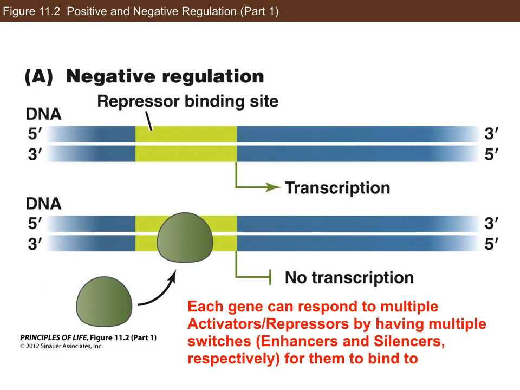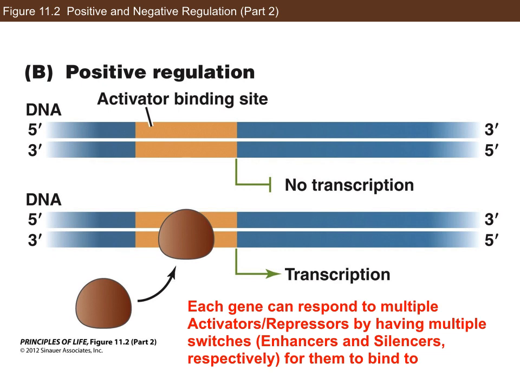So in negative regulation, if the transcription factor is present and it causes transcription to stop, that's what we call a repressor. And the place at which it binds to the DNA is called a silencer sequence. If the presence of the transcription factor causes transcription to increase, then we say that protein is an activator, and the place where it binds is called an enhancer.